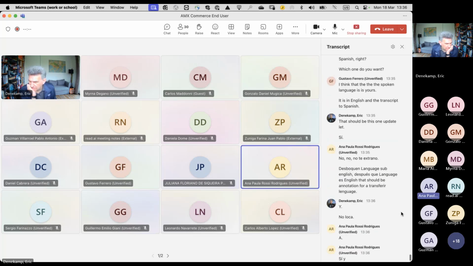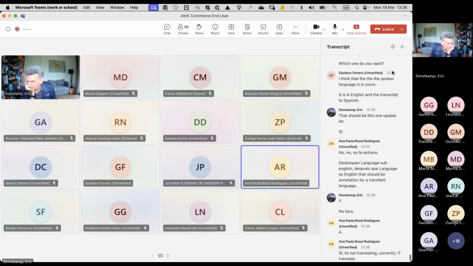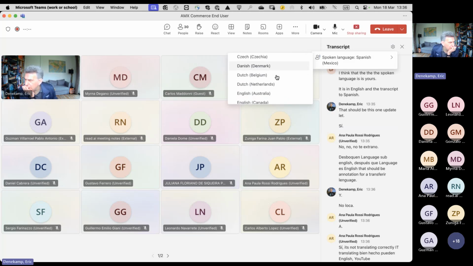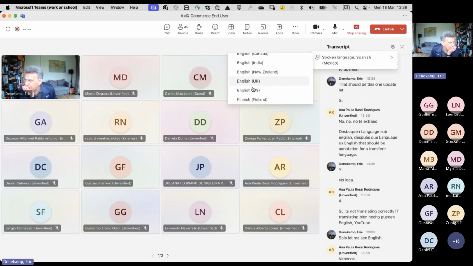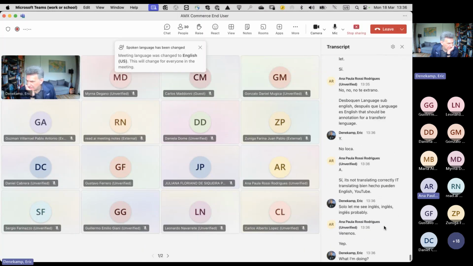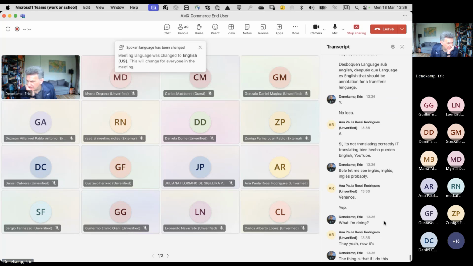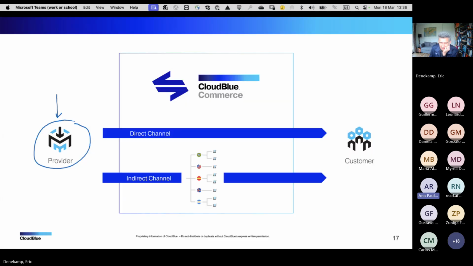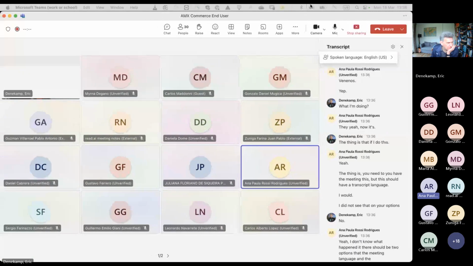See, it's not translating correctly. You need to put it in English, otherwise the transcription will be wrong. So let me see. English, US, probably what I'm doing. See, the thing is that if I do this. Yeah, the thing is you have the meeting language, but you should have a transcript language. I did not see that on your options. Nope. Yeah, I don't know what happened. There should be two options there: the meeting language and the transcript language.